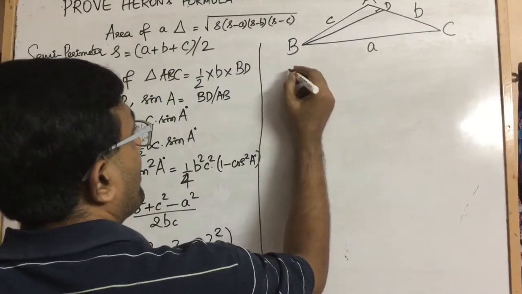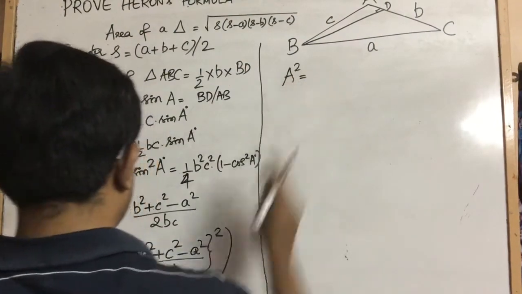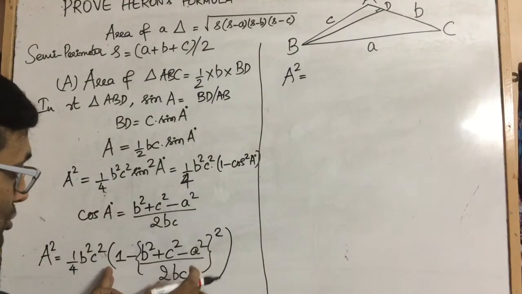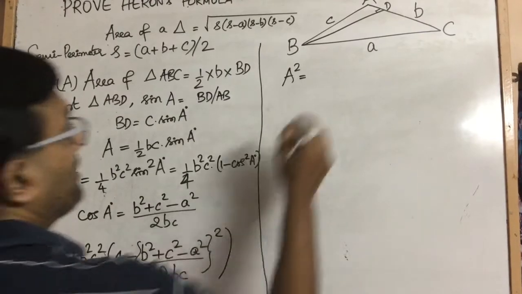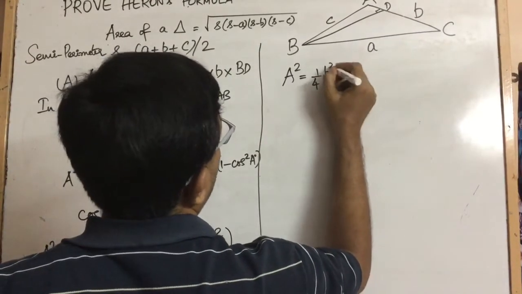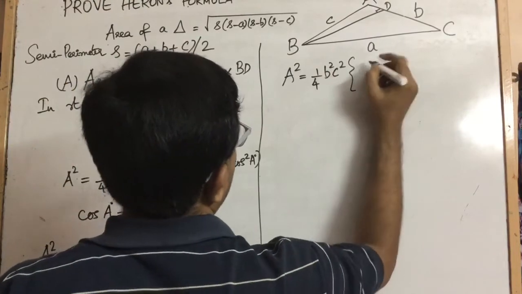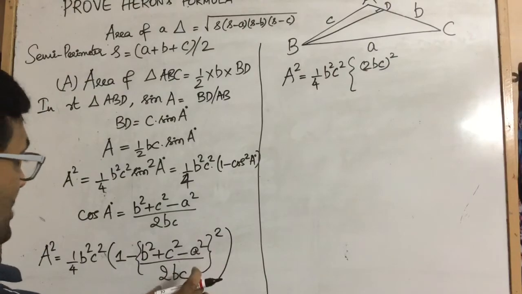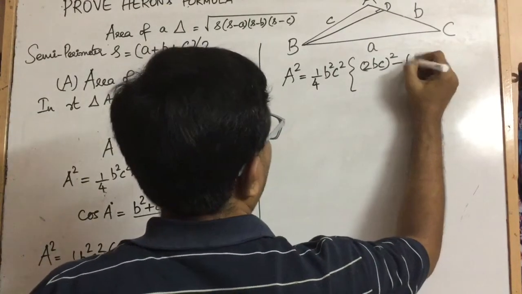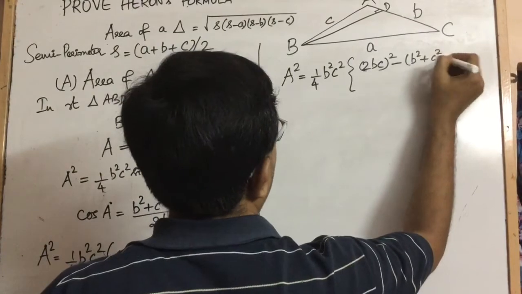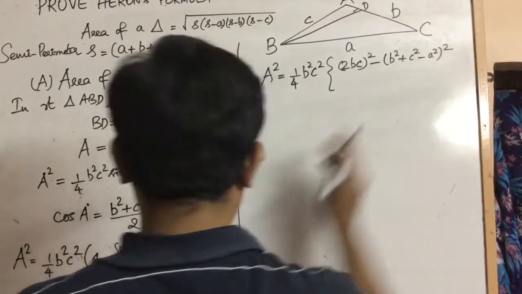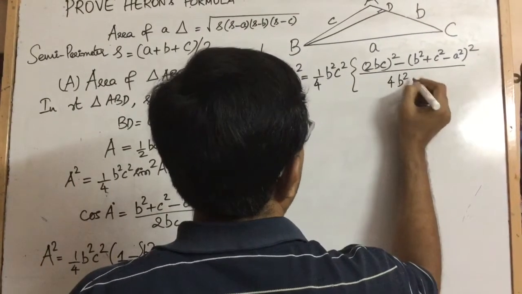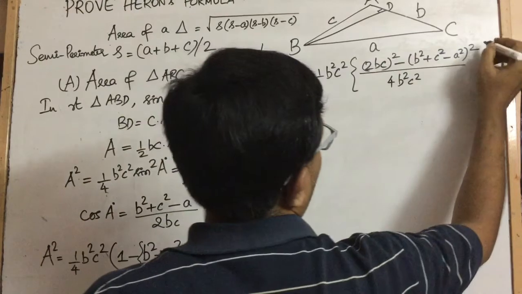So here we have A squared is equal to, we take the LCM for the terms within the brackets, so that's going to be 2BC the whole squared. So we'll have 1/4 of B squared times C squared into 2BC the whole squared, which is the denominator here, minus B squared plus C squared minus A squared the whole squared, which is this term, the whole thing divided by 4 times B squared C squared, which is nothing but 2BC the whole squared.